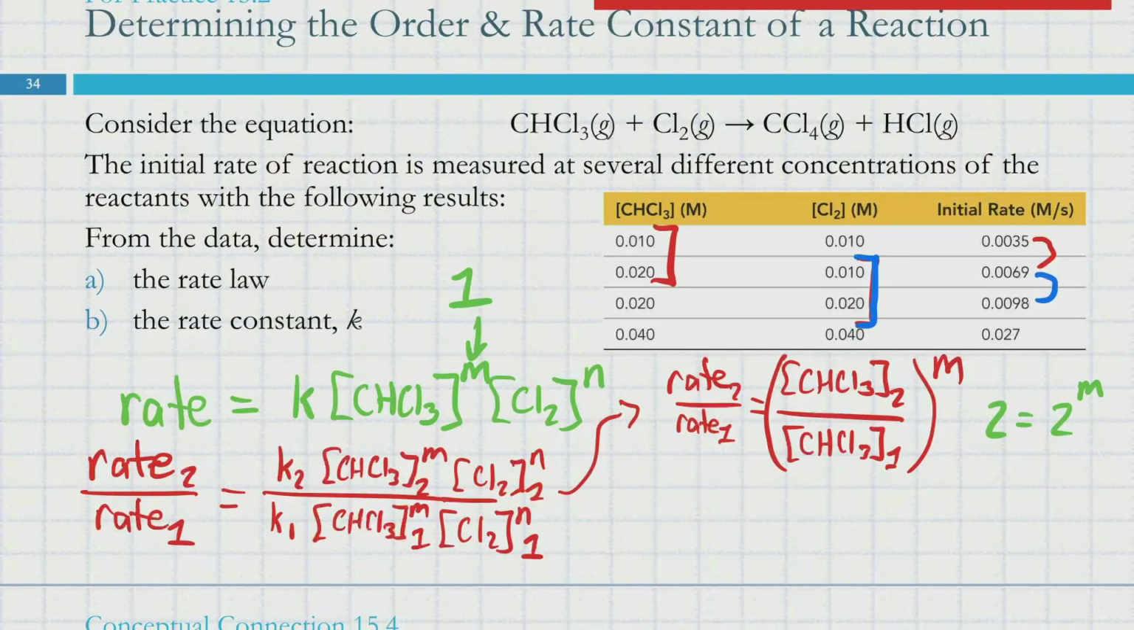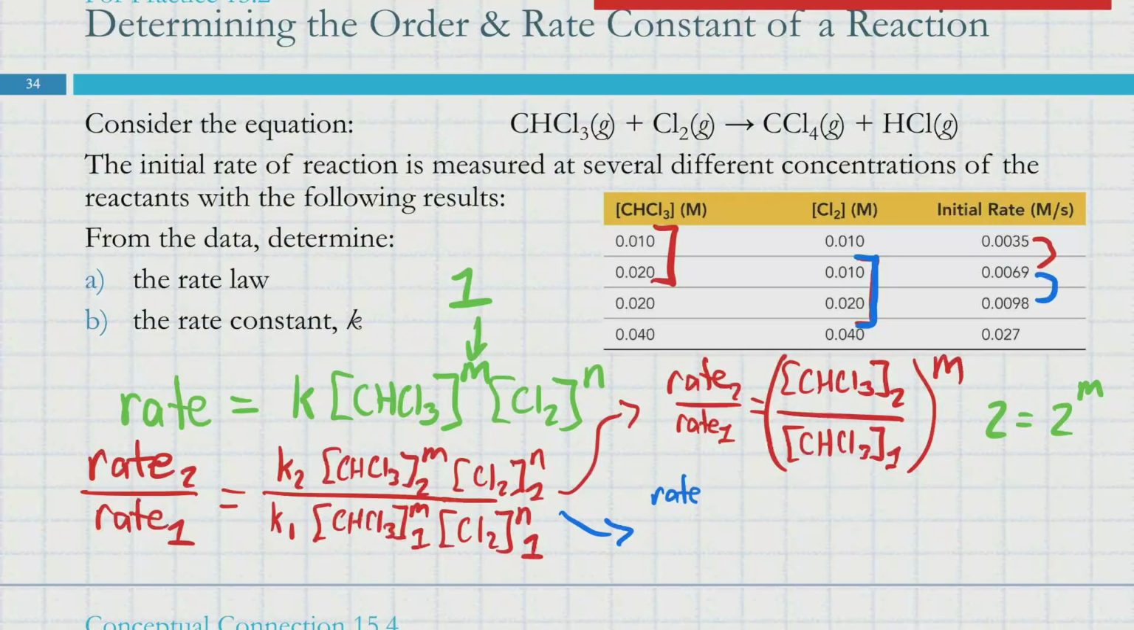Why didn't our CHCl3 cancel out, where our Cl2 did cancel out in our case? So the Cl2s are the same for this set. We're looking at this red set, right? 0.01, 0.01. So that's why I was able to cancel those out. These other ones didn't cancel out because they're different. The Ks were also the same, so we canceled those out.